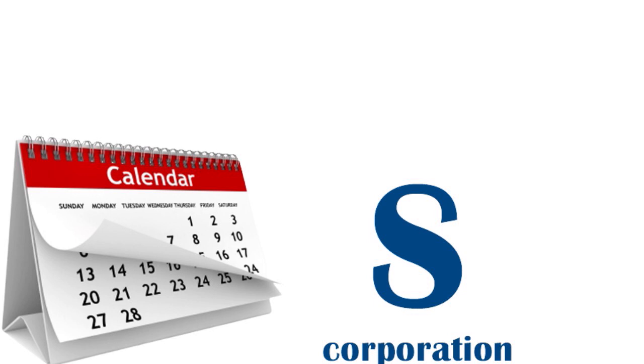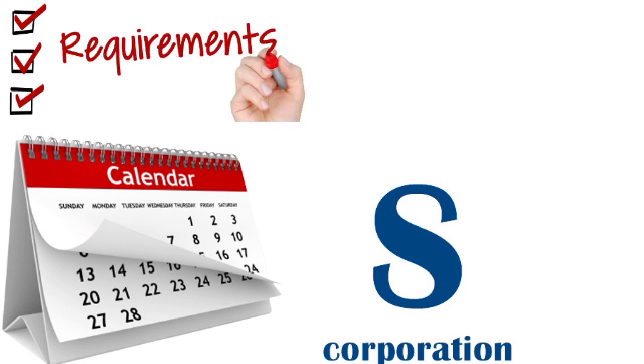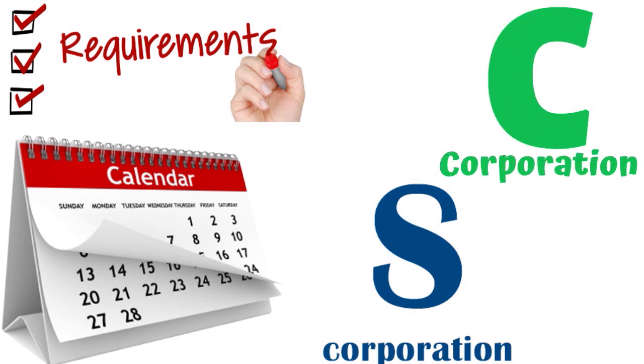And step number 5, the last step, is you need to maintain the requirements. You don't need to renew your S Corporation election each year, but you do need to make sure your business continues to meet the requirements for shareholders and stock. If it doesn't, you will need to return to C Corporation status or traditional LLC taxation structure.